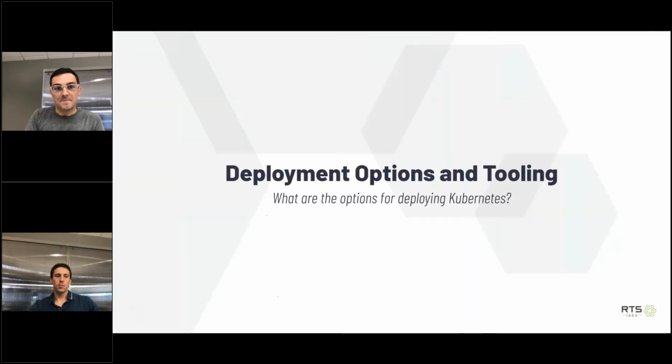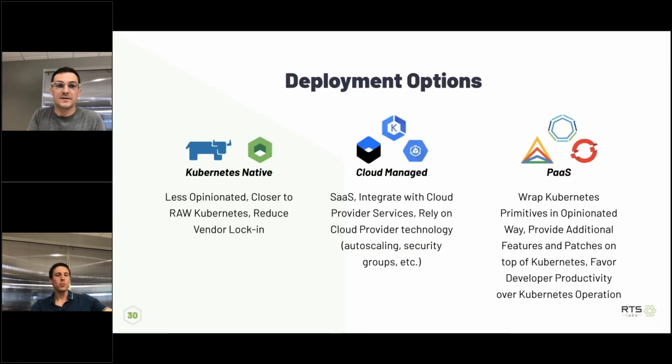So next, we'll talk about the deployment options and tooling. We've talked about how Kubernetes architecture facilitates speed and agility. So let's talk about how we can actually deploy Kubernetes. I think it's fair to say there are three groupings that we've typically seen throughout our usage of Kubernetes. One is the Kubernetes native.